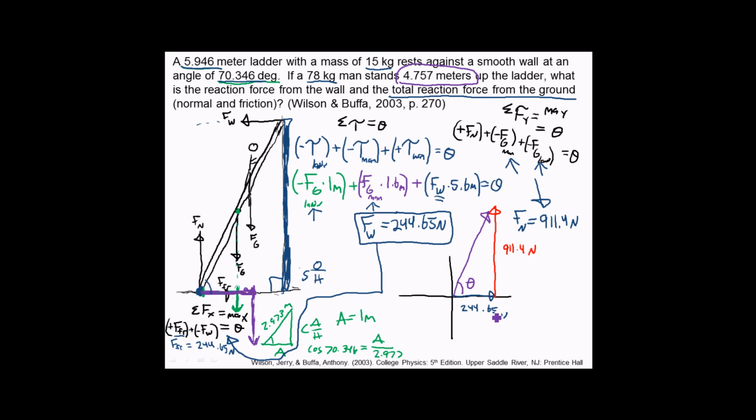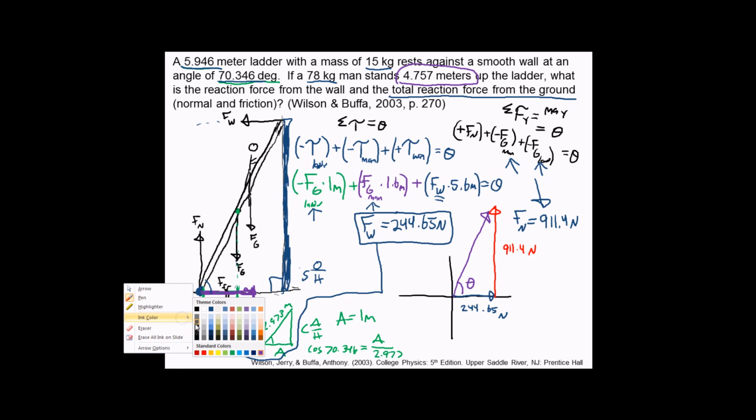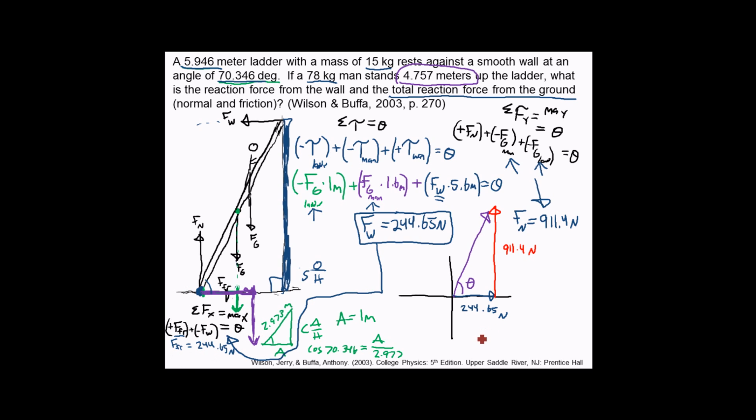So 244.65 squared plus 911.4 squared equals c squared. And our hypotenuse comes out to be, putting the final answer in another color, the final answer will be 943.66 newtons at 74.974 degrees above the x-axis. So the combination of that force looks something like this, it's a pretty high angle, 74 degrees.